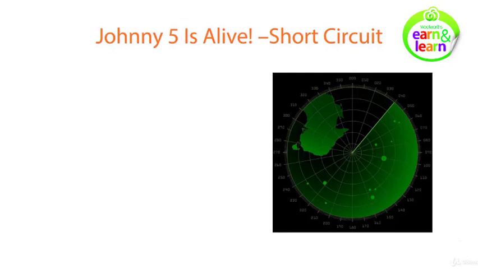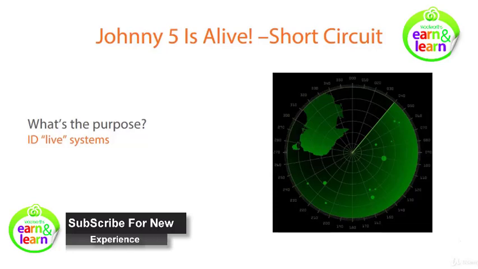Johnny Five was a robot that got consciousness out of all these other robots. And that's what we're doing here, is we're going through trying to figure out which systems are alive on the network. And more importantly, how often are they alive on the network? Are they only up during certain times?